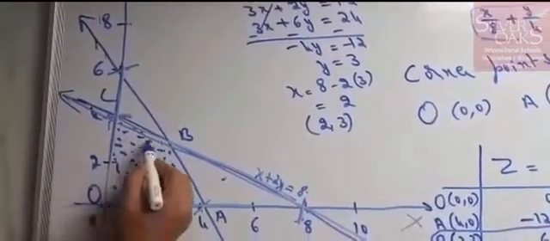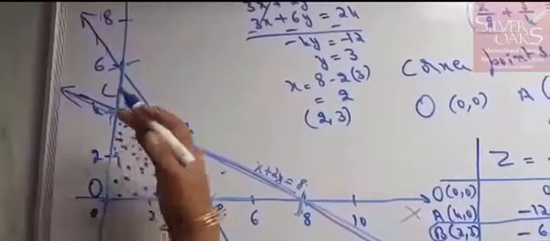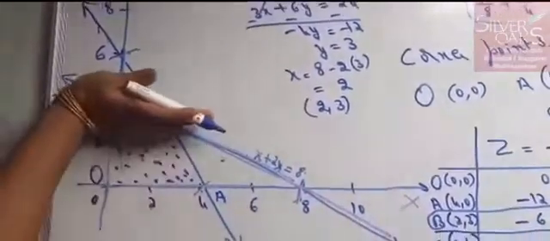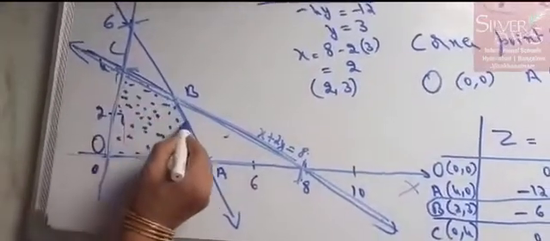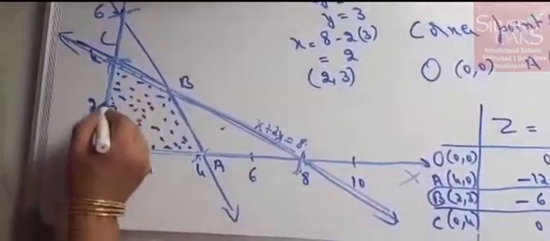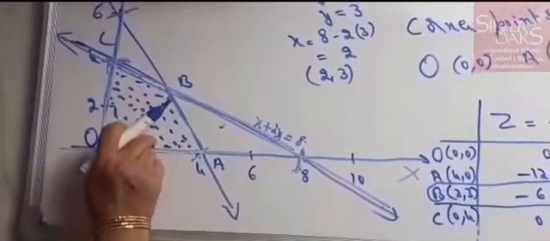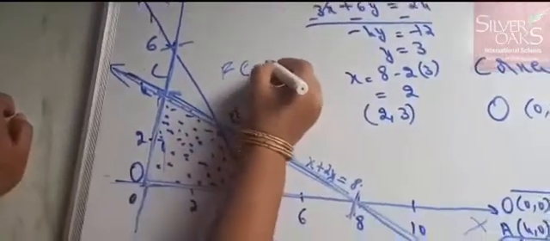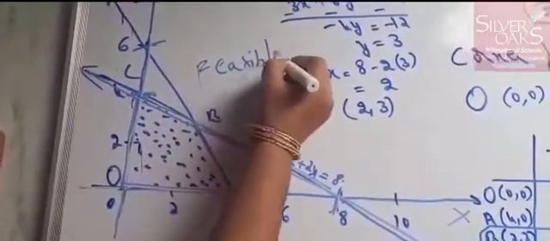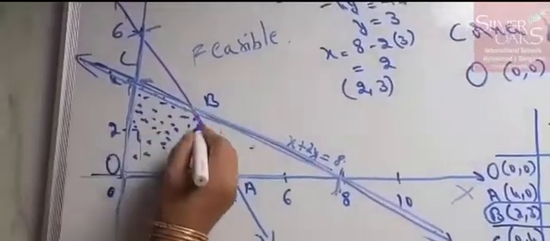constraints, you got a closed region. This is one constraint, this is one constraint, this is one, this is one. So this is like walled off, closed region, or bounded region, or the other terminology for this is feasible region. Got it? Now this is the feasible region.